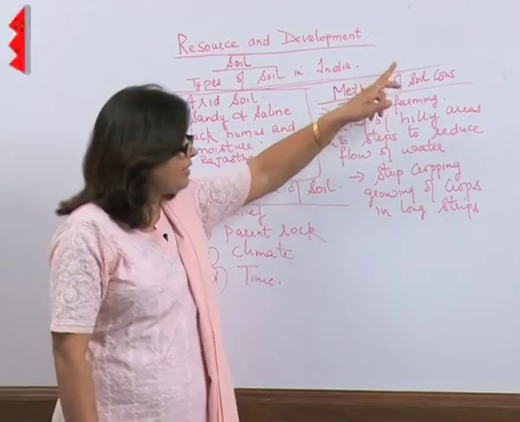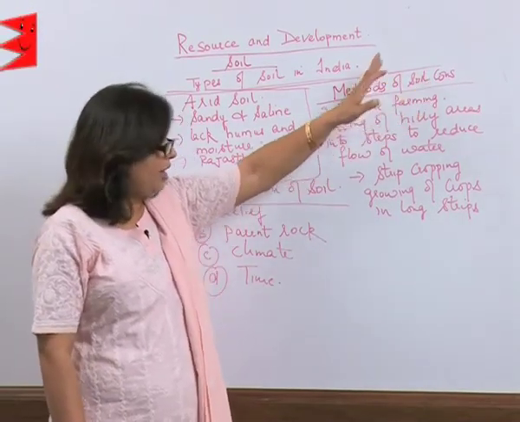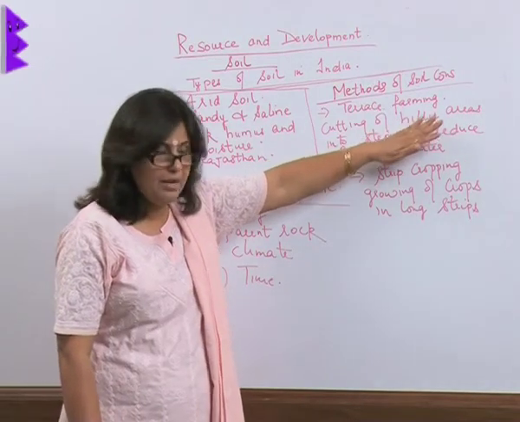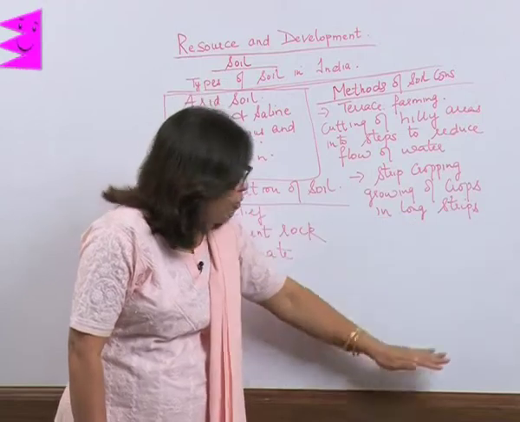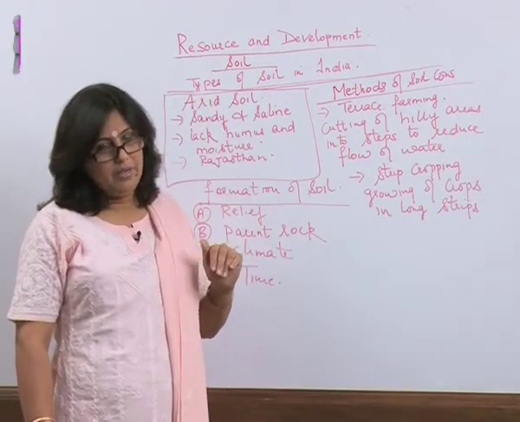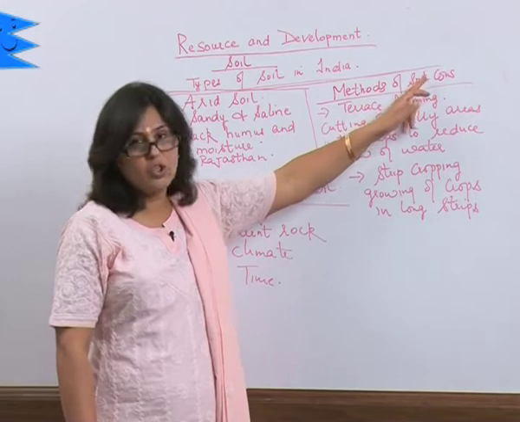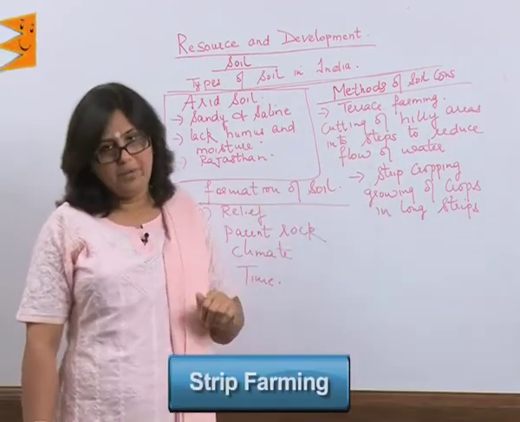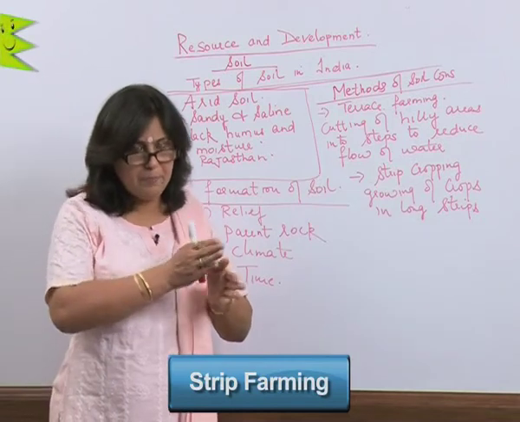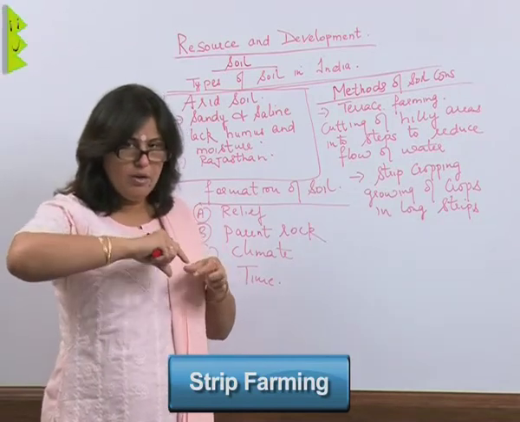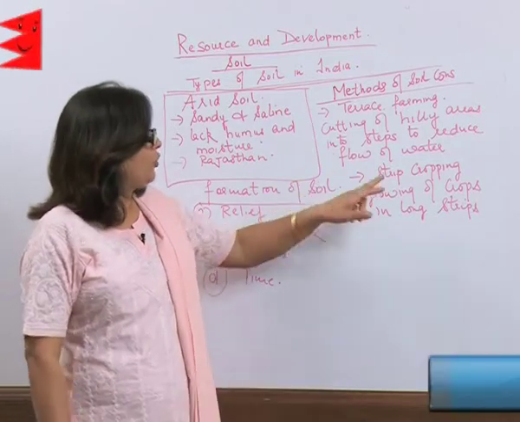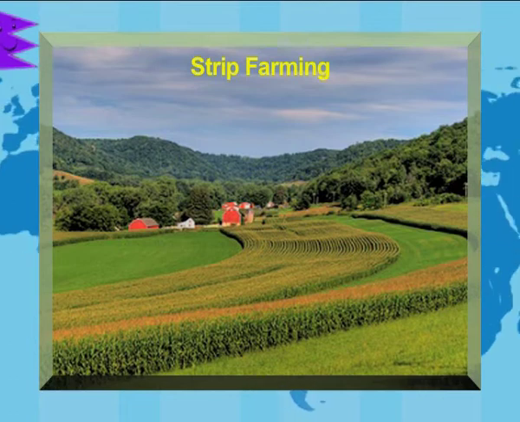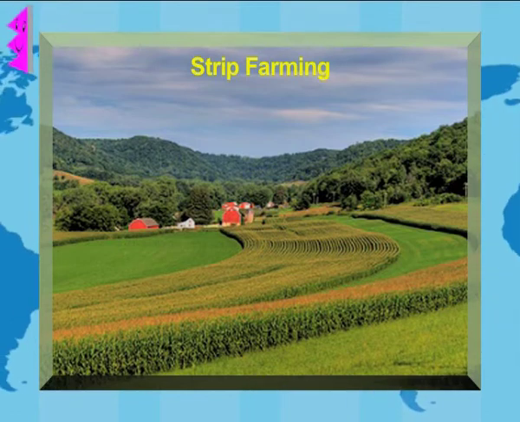And how do we conserve soil by this? Because when it is cut into steps, what will happen? It will reduce the flow of water. So, this will lead to soil conservation. The next is strip cropping. The word says strip. Strip means the long lines that we have. So, the growing of crops in long strips leads to the soil conservation.